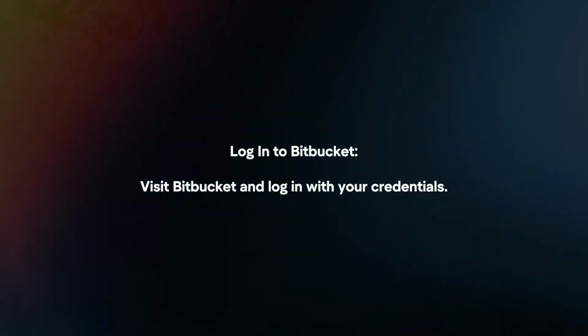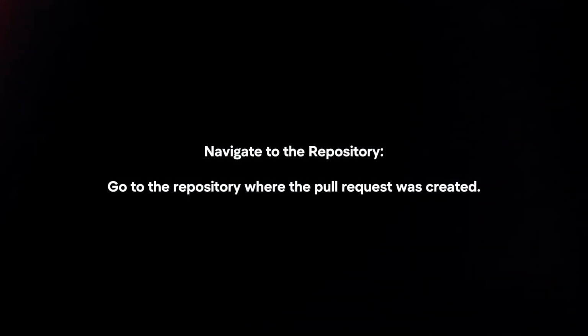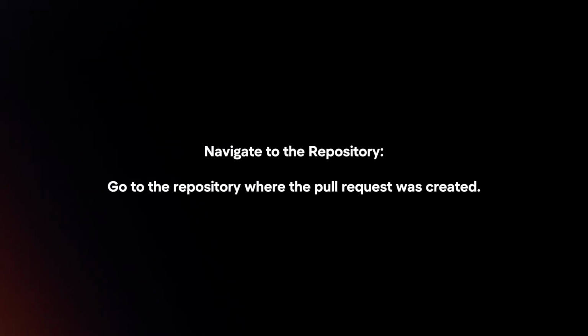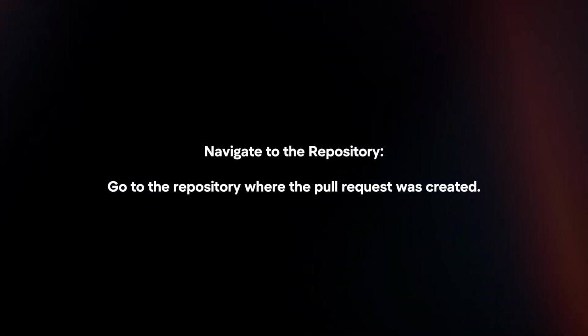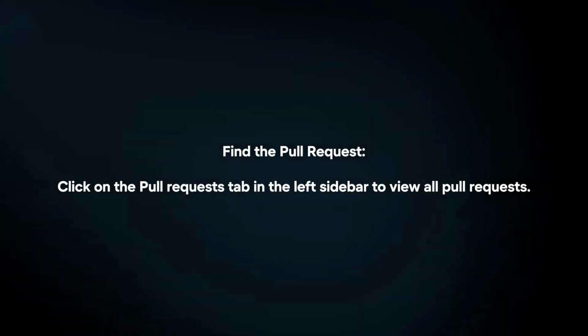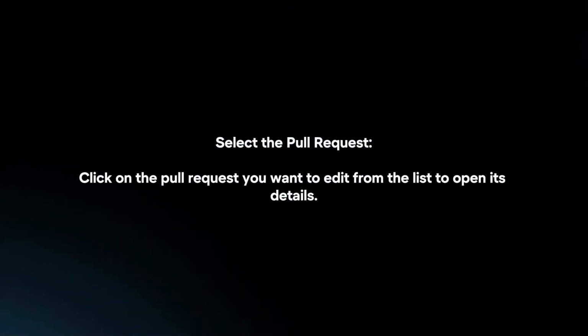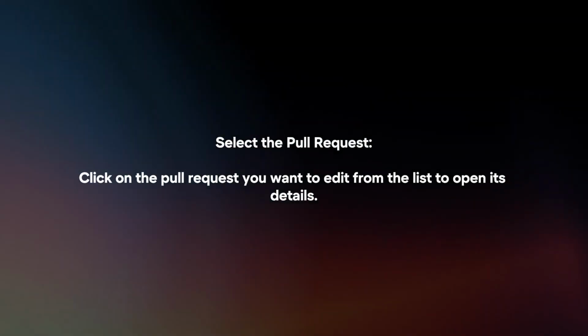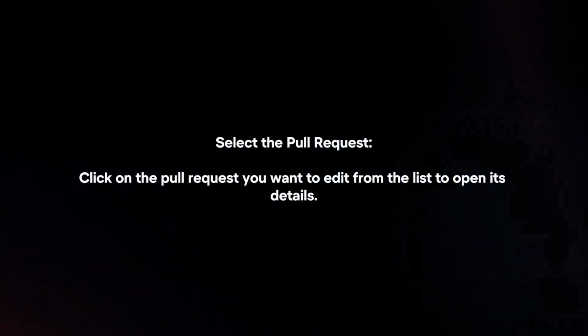Access the pull request. Log into Bitbucket. Visit Bitbucket and log in with your credentials. Navigate to the repository. Go to the repository where the pull request was created. Find the pull request. Click on the Pull Requests tab in the left sidebar to view all pull requests. Select the pull request. Click on the pull request you want to edit from the list to open its details.